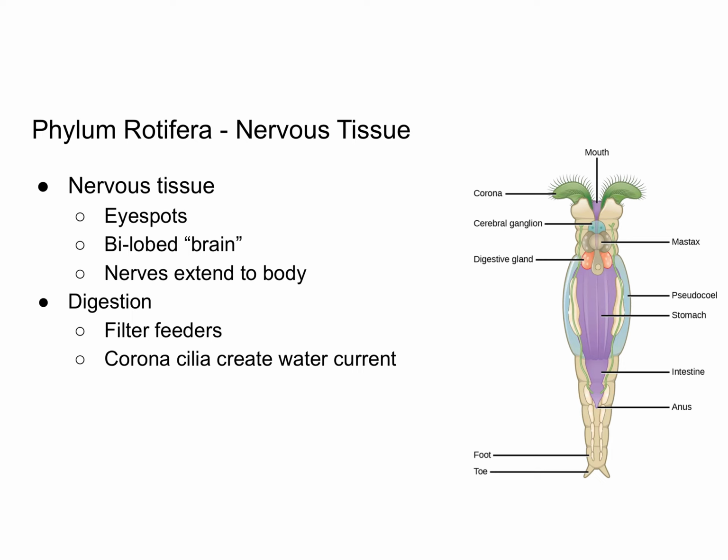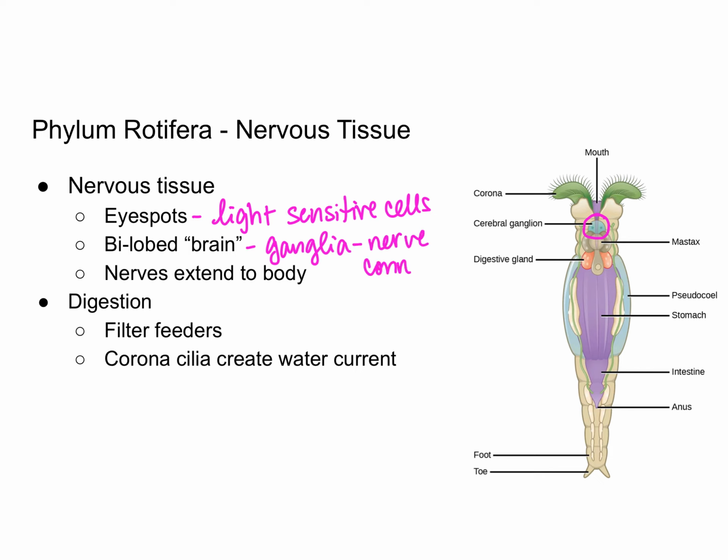They have a simple nervous system, if you will. They do have some eye spots, and so they are able to locate light. So light sensitive. They have a bilobed brain, which is really just made up of these ganglia. And ganglia are the nerve connection points. So it's just where one nerve communicates with another nerve. And then the nerves extend through the body, and that is not shown on this picture here.